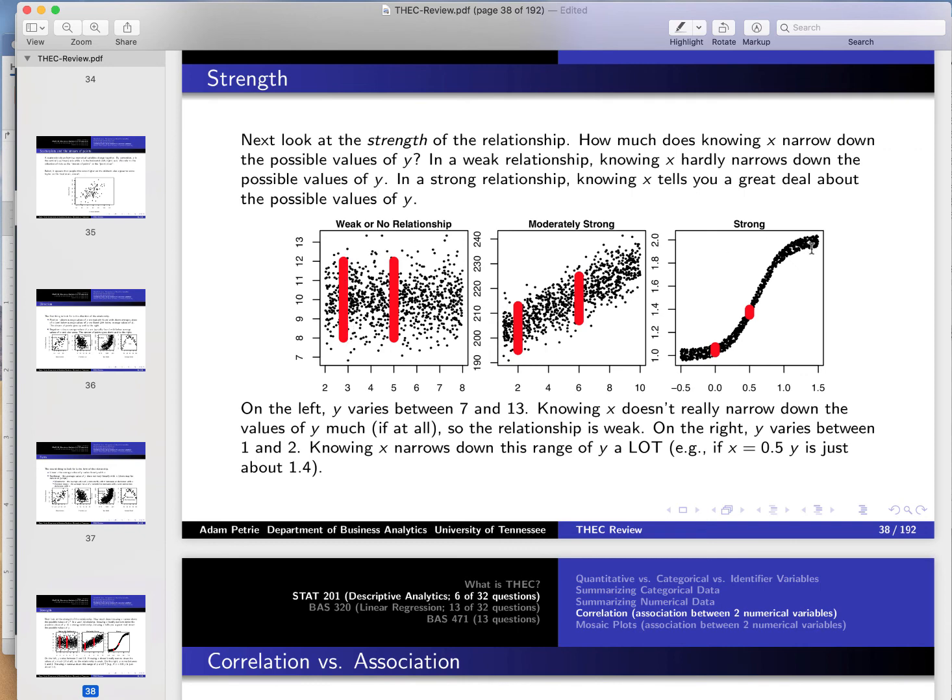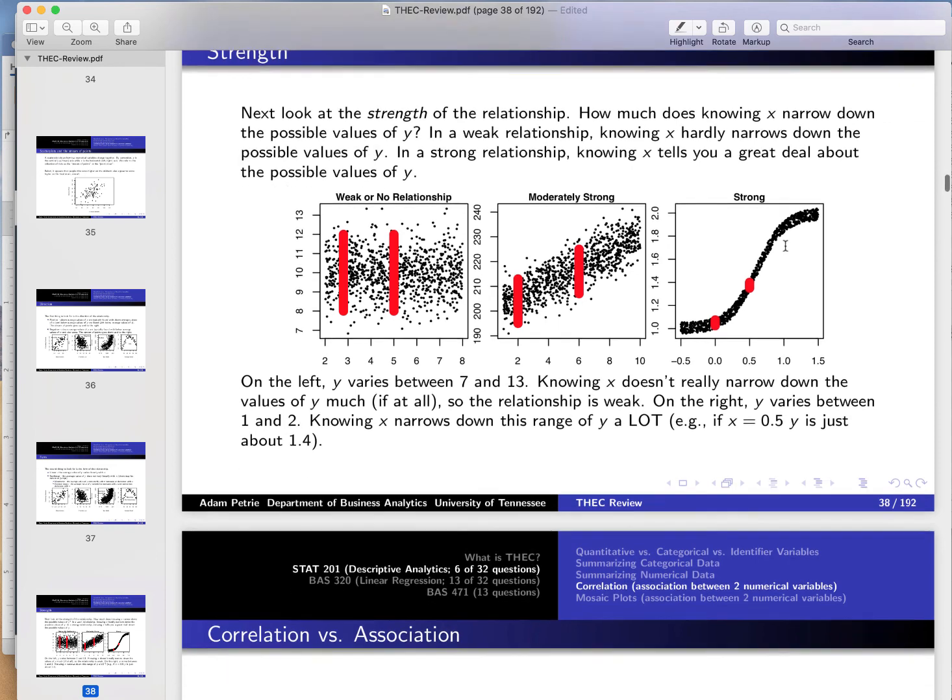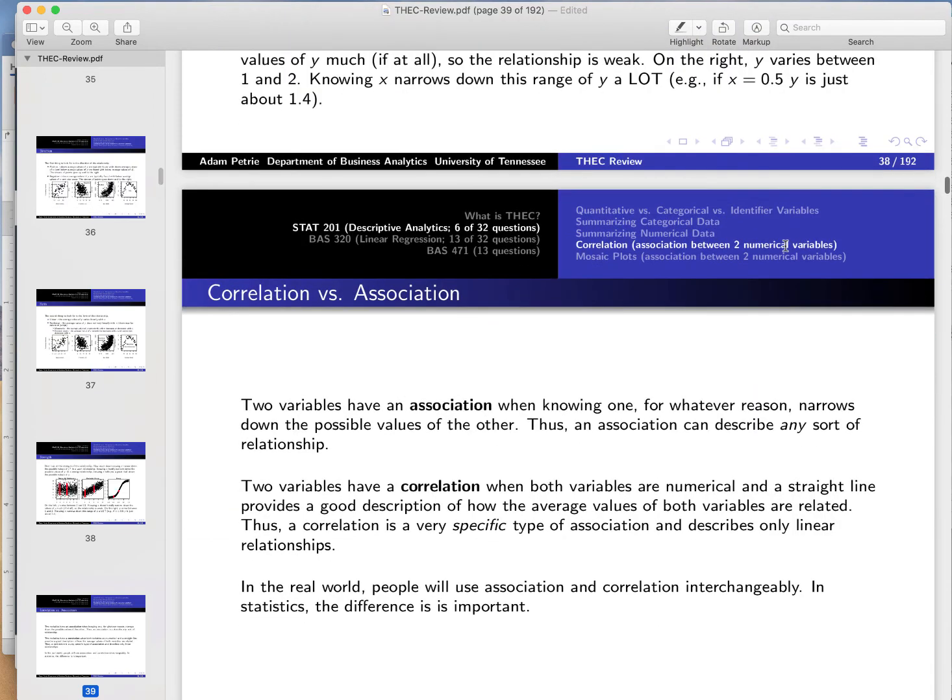For this strong relationship, well, if I knew x was 0, then y is right at about 1. If I knew x was equal to 1, I know my y value would be right at around 1.9. So how strong is that relationship? How much vertical scatter do we see?